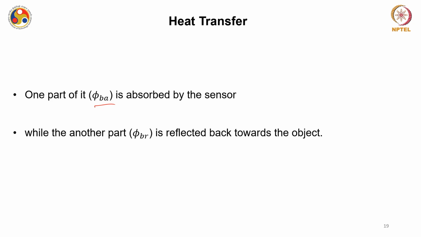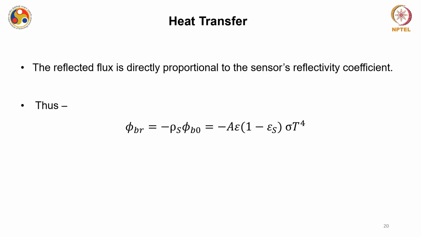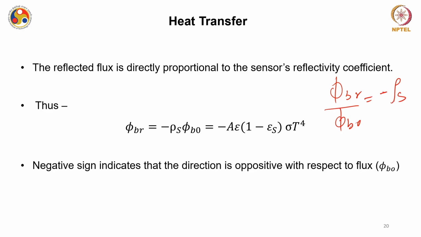There are these three fluxes involved. Let us see how these fluxes are related to each other. The reflected flux is directly proportional to the sensor's reflectivity coefficient, or phi b r by phi b naught is equal to minus rho s. Please note that I am using a negative sign, which indicates the direction is opposite with respect to flux phi b.